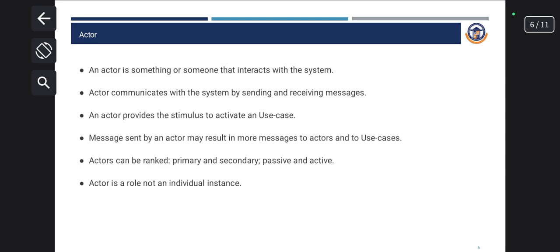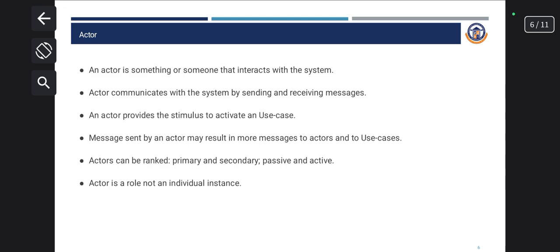So now let us learn about actors. An actor represents a role that interacts with the system. So it may be a person, device, or another software system. So actors send a request to the system and receive the result from the system. Actor initiates the execution of the use cases.